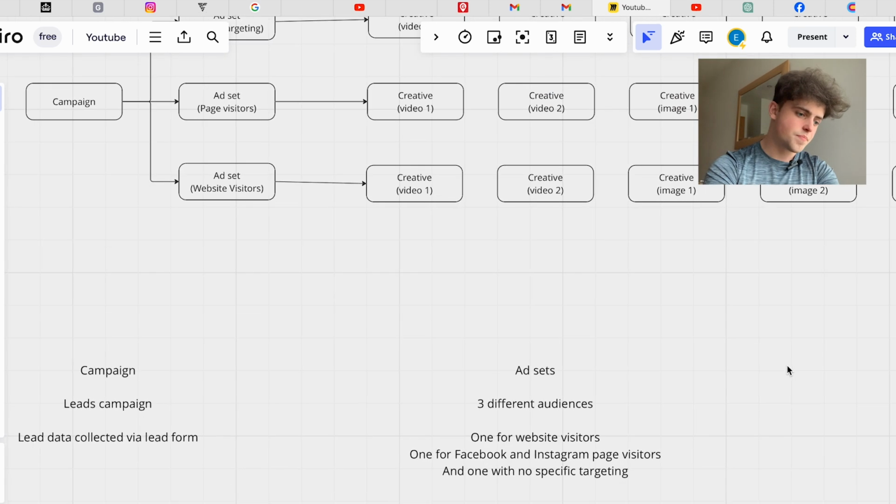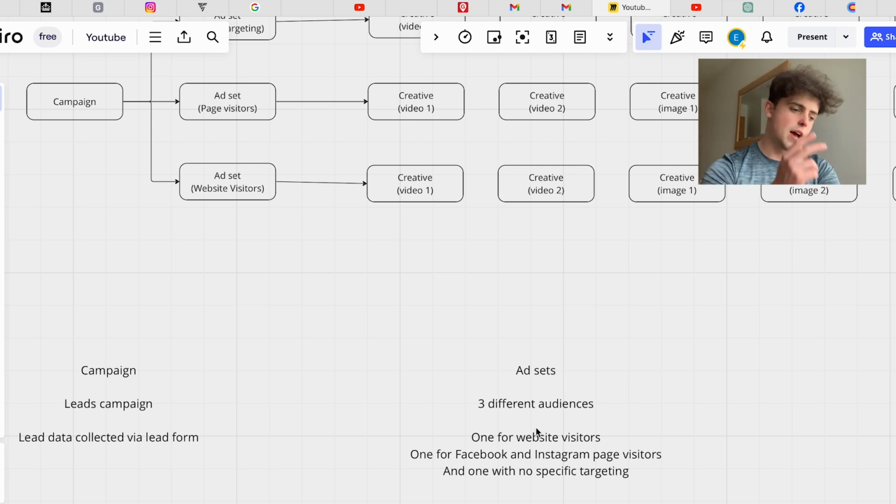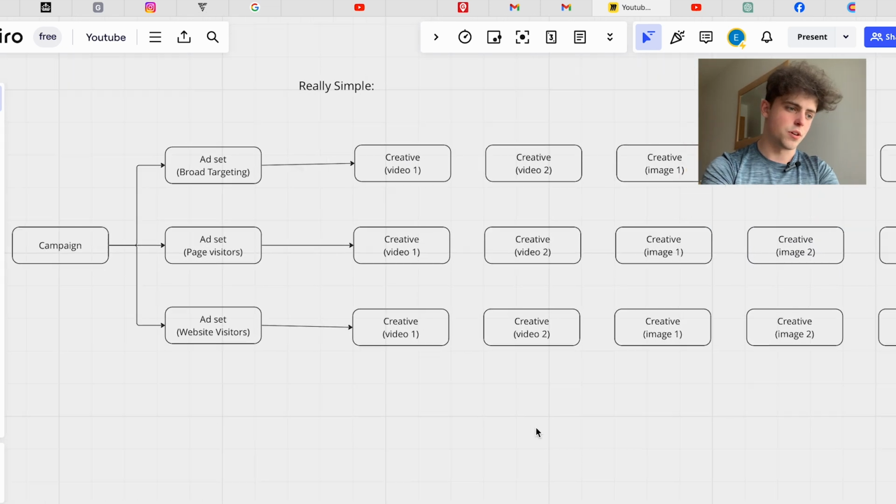But as you can see, 3 different audiences, one for website visitors, Facebook and Instagram page visitors, and one with no specific targeting. And those are the 3 I recommend you implement. The only other one would be email lists. We didn't have one in this instance, but if you have one, you can go ahead and make an audience based off of email lists as well. But I'll make a separate video on that. To be honest, it would be too long to cover just now.